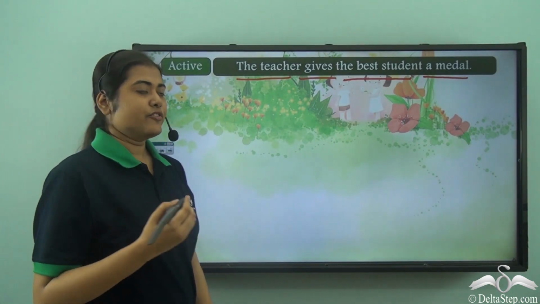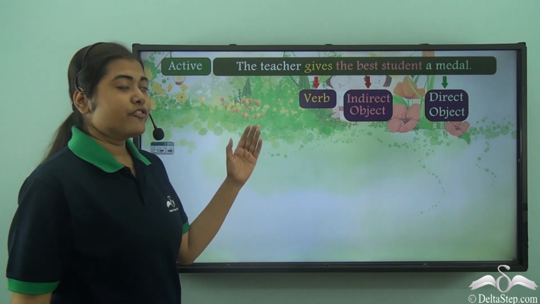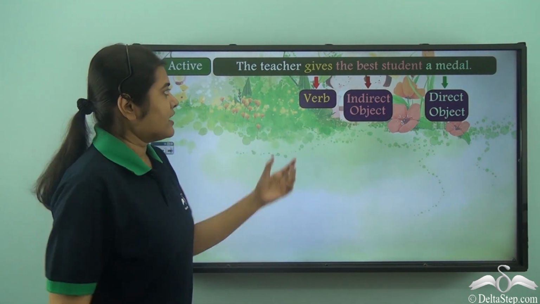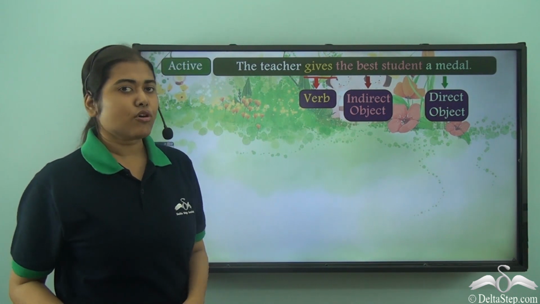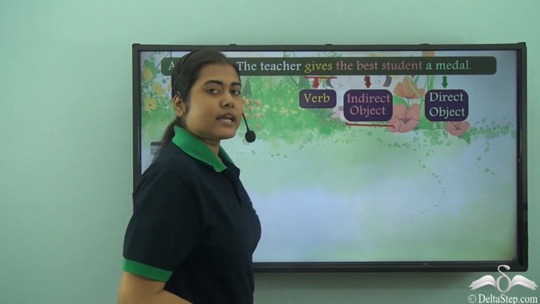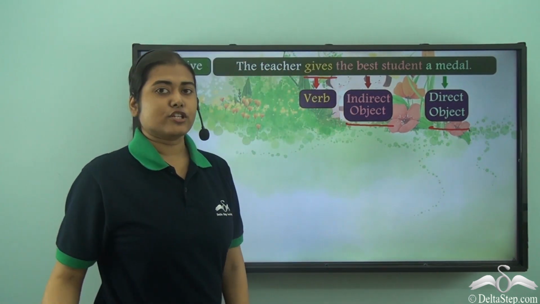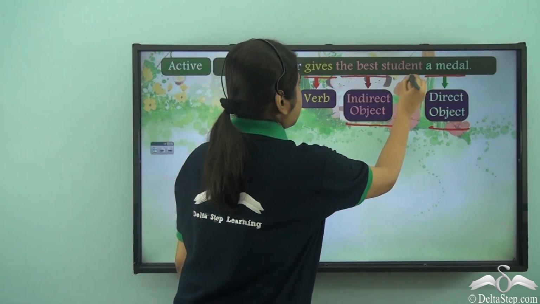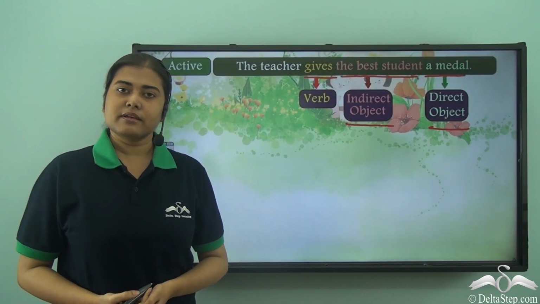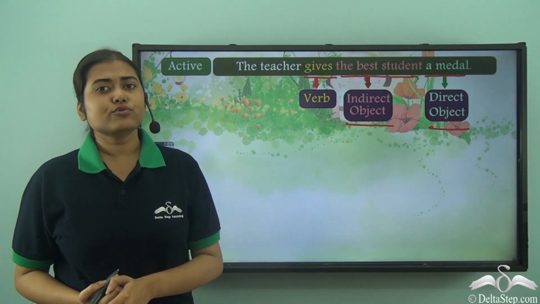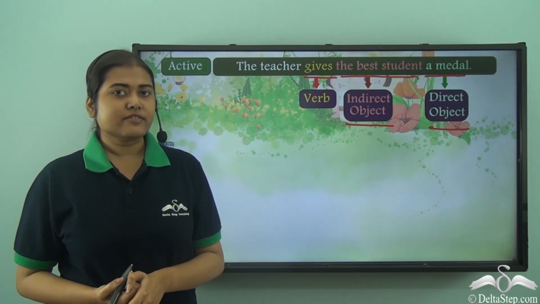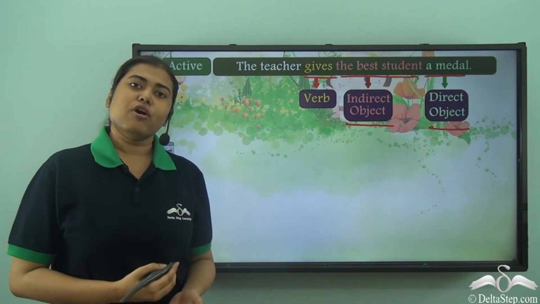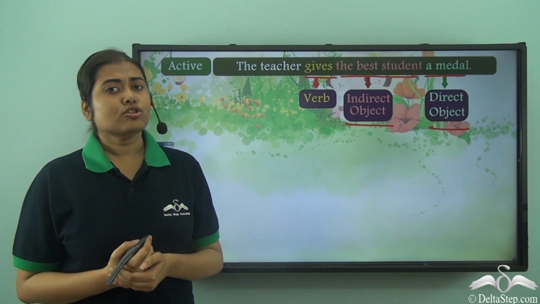So, in this sentence, we see that we have two objects. So, the verb gives takes two objects, the indirect object and the direct object. What is the direct object? A medal. And what is the indirect object? The best student. Now we have seen the object takes the subject position in the passive, but here we have two objects. So how do we write it in the passive voice? Well, since we have two objects, we can choose to write it in two different ways in the passive voice.